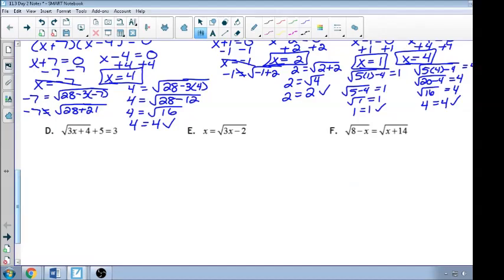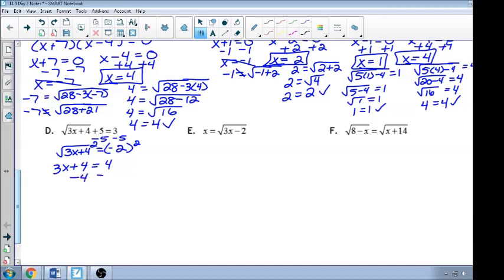What I need to do on D is go ahead and subtract the 5 from both sides. I end up with the square root of 3x plus 4 equals negative 2. Now that I have the square root isolated, I can square both sides. That will leave me with 3x plus 4 equals positive 4. Remember, when you square a negative 2, it will be inside of parentheses because I'm squaring the whole thing, negative 2. I'm not just squaring the 2 and leaving the negative out front.